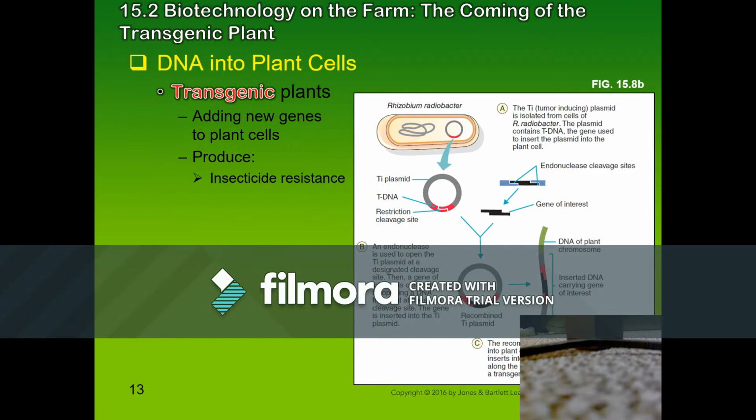One thing that is done quite commonly is insecticide resistance. That means you can spray a plant or a field with an insecticide and get rid of all the insects, but the plants will be just fine because they've become resistant to that insecticide.